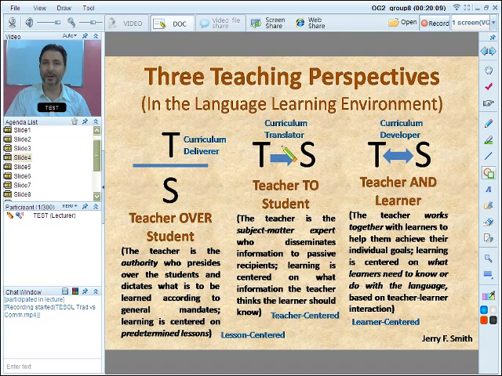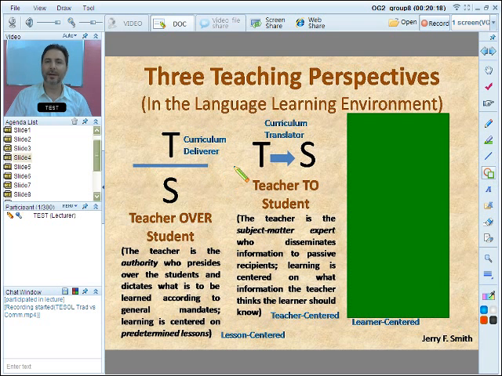Now let's go to the next one here. And this one is, oops. Let me fix that. Please excuse me. There we go. Now this one, I'm going to get my stuff going here. This is the teacher to student perspective. Now you can see that the teacher is not above the student in this case. The teacher is standing in front of the class, but in this case the teacher is the one who has the knowledge, and this is the one who's giving the information that they have.